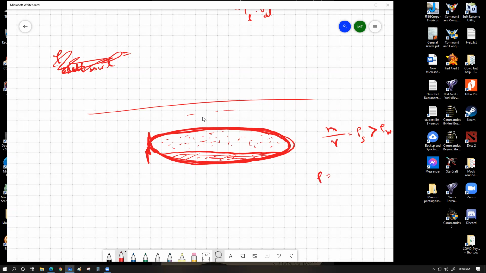And the density formula is mass by volume. To sink, the mass of the submarine should be bigger than the mass of the water. To float, the mass of the submarine should be less than the density of water. That's the basic idea.